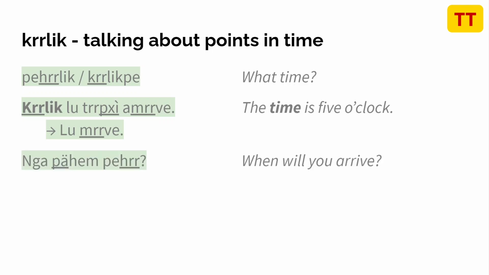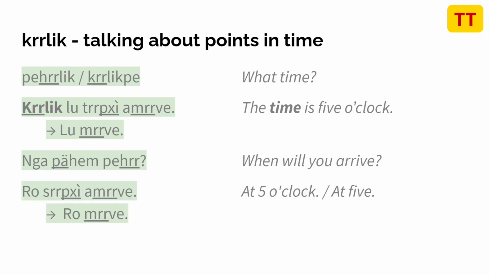Now I could ask something like nga pehem pe, when will you arrive? What time will you arrive? And I could answer something like ro, so at, srp'e amrve, at the 5th hour. Note that the trp'e gets united to srp'e here because of the ro. And again, I can shorten it and I can just say romrve, at the 5th.